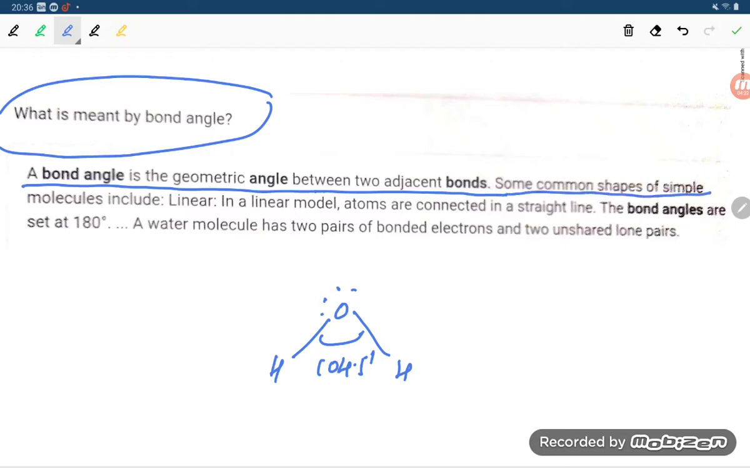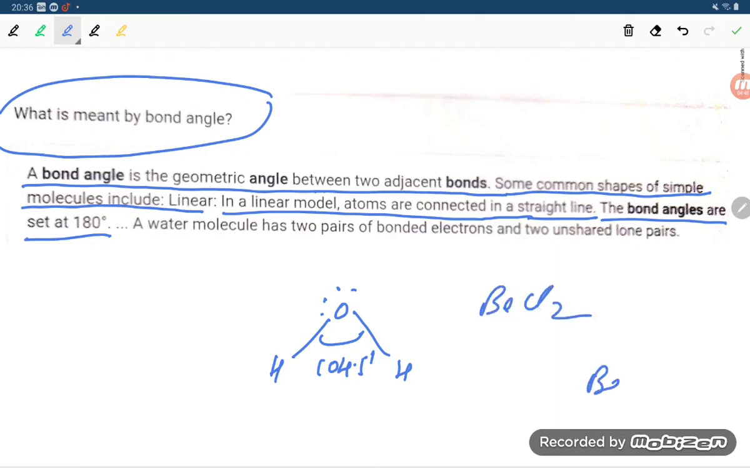Some common shapes of simple molecules include linear. In a linear molecule, atoms are connected in a straight line. The bond angles are said to be 180 degrees. Like BeCl2, if you see, students, this is the 180 degree angle.